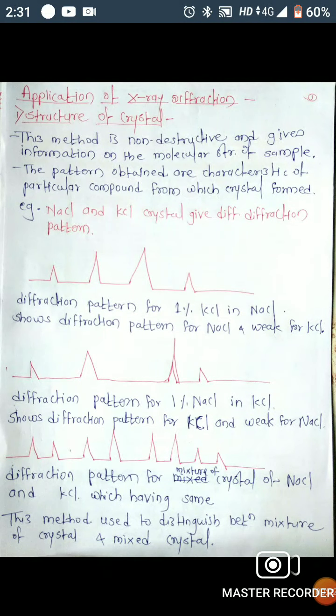Hello student, today we discuss the application of X-ray diffraction.